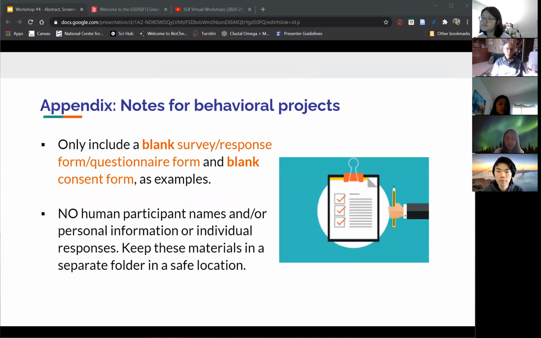If you're doing a behavioral project, for example, you surveyed people on whether they like pineapple on pizza or not, you should only include a blank survey form and a blank consent form in your documentation. Never use a form that has someone's actual responses, because that is a violation of privacy and privacy consent. You should never mention anybody's name or personal information or individual responses in your posts, your virtual slides, your screening, or just anywhere.